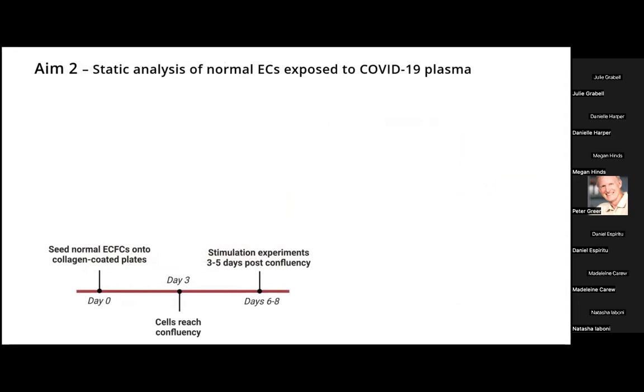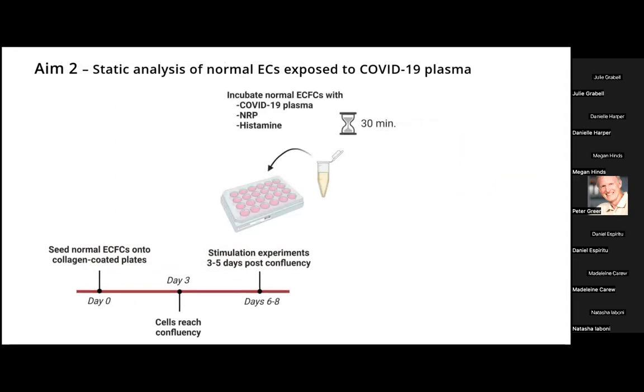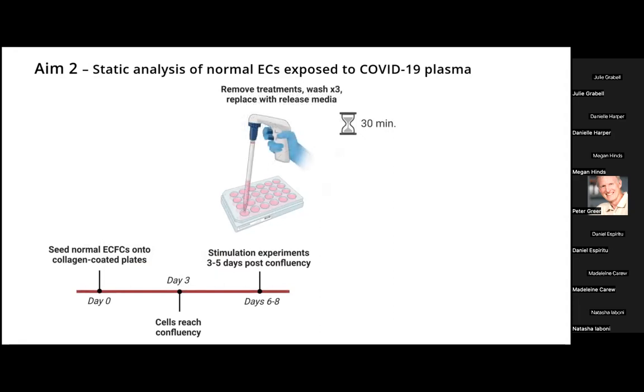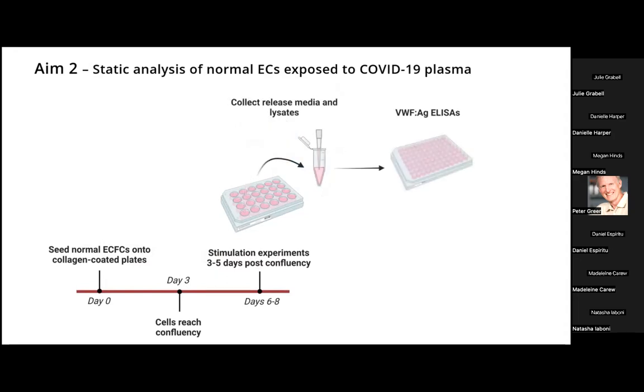These endothelial colony-forming cells will be seeded onto collagen-coated plates and grown 3 to 5 days post-confluency. They will be incubated with one of the treatments for 30 minutes. Following that, the stimulants will be removed, the cells will be thoroughly washed, and then they'll be replaced with serum-free release media. Following the next 30-minute incubation, media will be removed, cells will be lysed, and I performed VWF antigen ELISAs using both the media and the lysates.